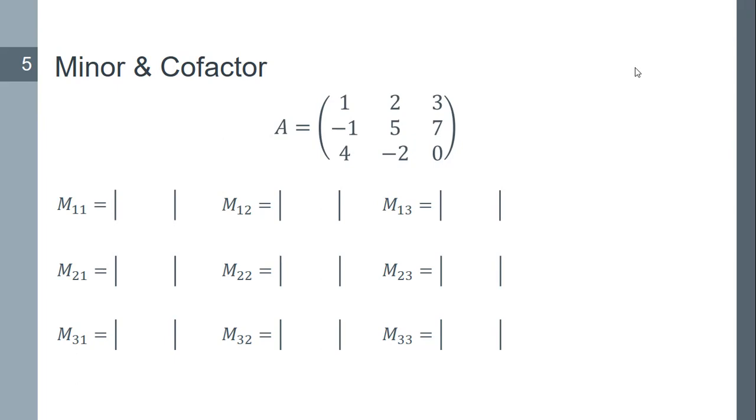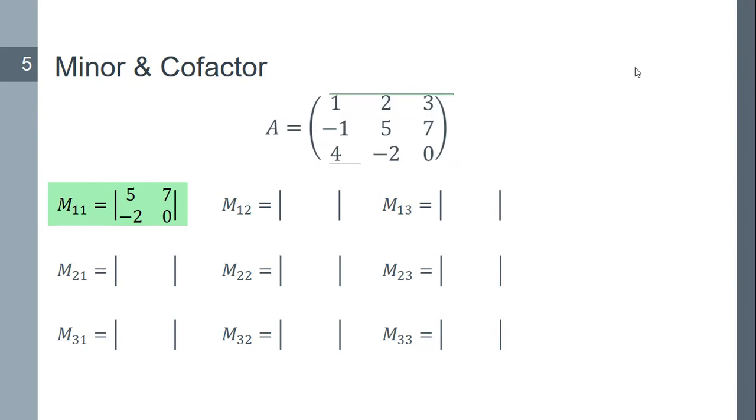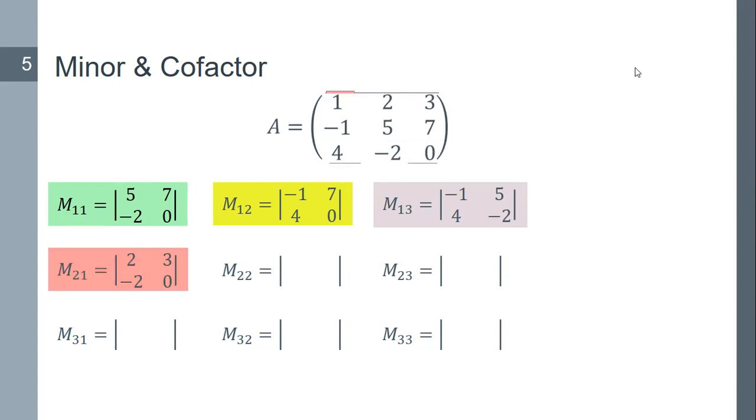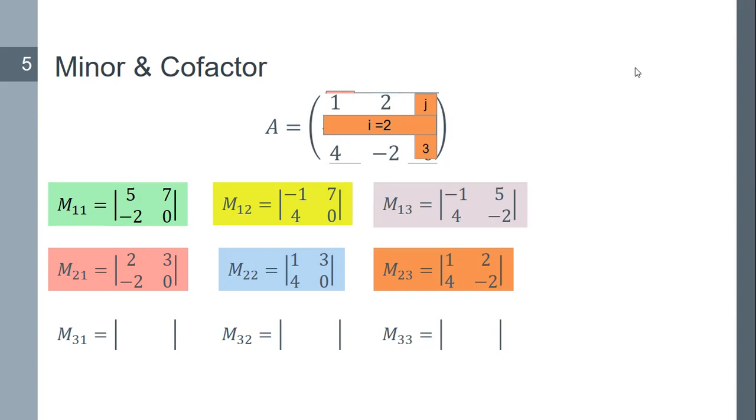Okay. Now, look at one example. A is 1, 2, 3; negative 1, 5, 7; 4, negative 2, 0. Okay, how to find M11? So you cover row 1, column 1. So you find the determinant of 5, 7, negative 2, 0. Then 1, 2: you cover 1 and 2. So you have negative 1, 4, 7, 0. And let's say 1, 3, another one to try. So it's negative 1, 4, negative 2. And you repeat for the rest of the values.